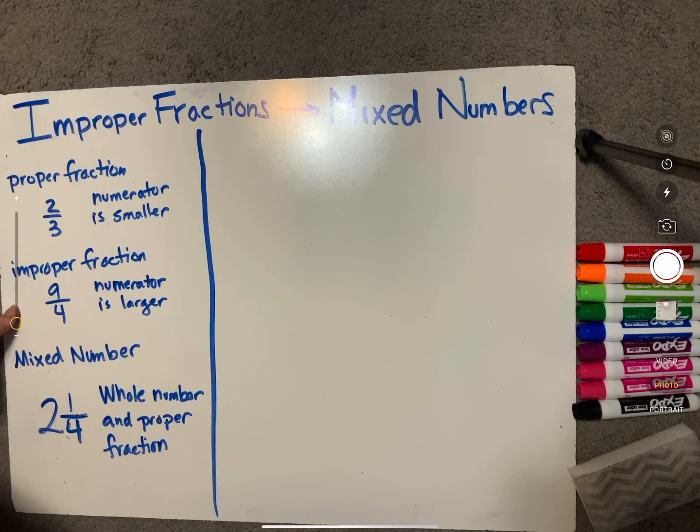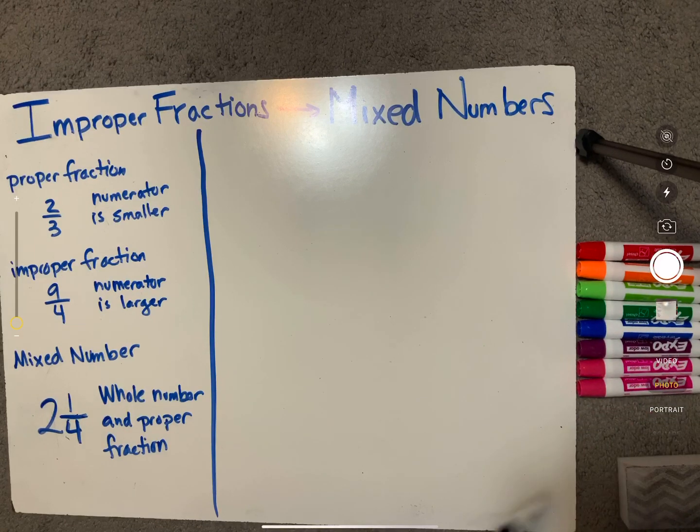And the mixed number, if we remember from yesterday, is where you have a whole number and a proper fraction next to it. So after that, that's just our definitions to get us going. And now we're going to talk about getting into some improper fractions.